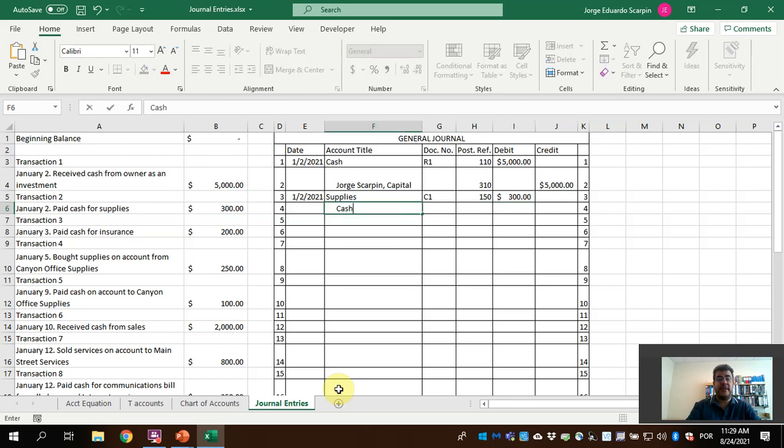And the credit is cash. We are paying money. So cash 110. You all already have it. And the credit is also 300.